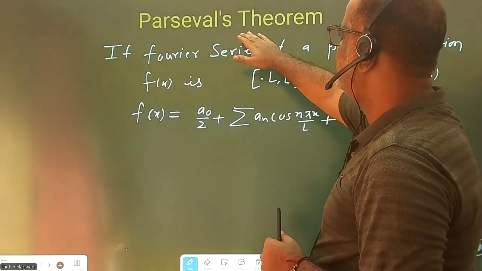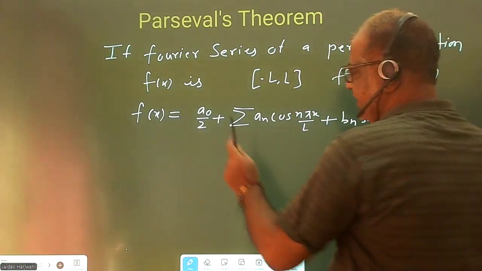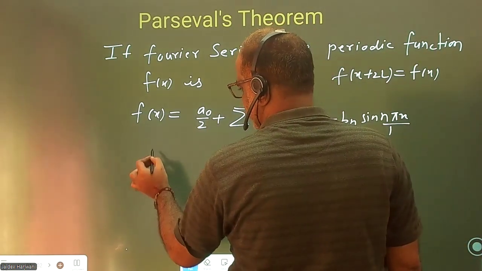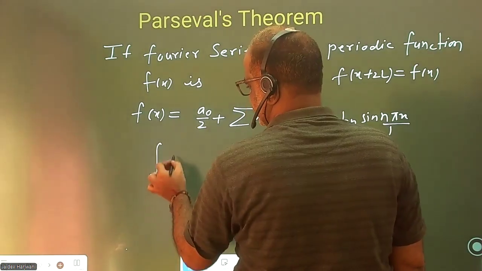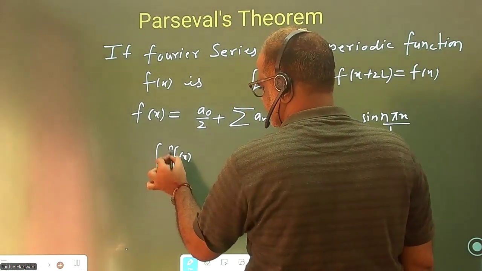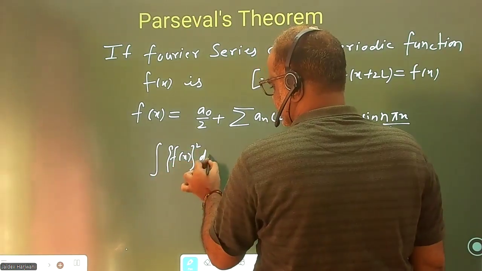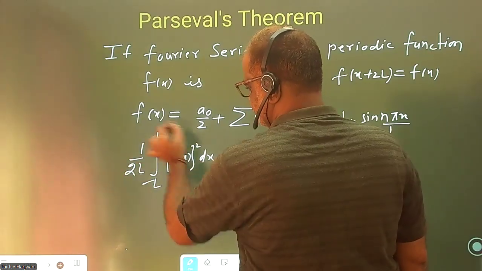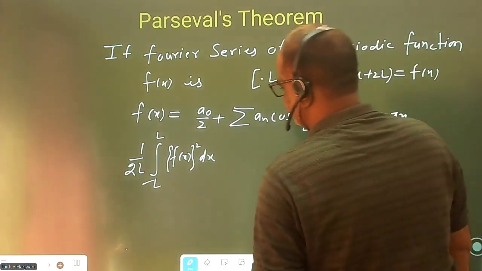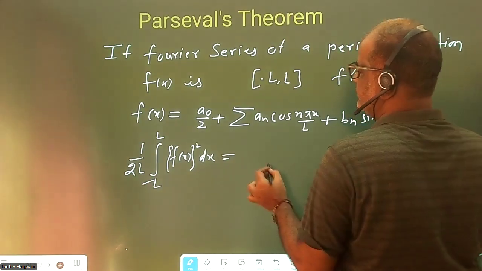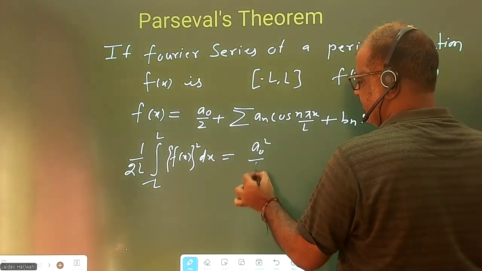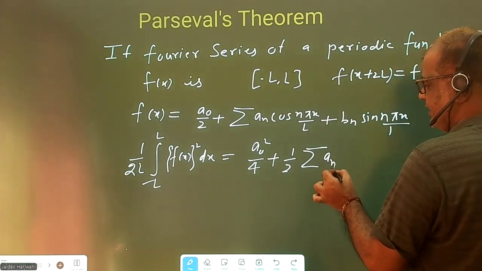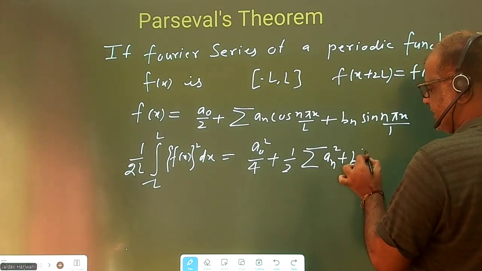Now, what is Parseval's theorem? Parseval's theorem says if I know the Fourier series of a function, then I can calculate the average of the square. That means if you have a function f(x) and I take its square, the average of the square, or the mean square of the function, is equal to a0 square by 4 plus half the summation of an square plus bn square.